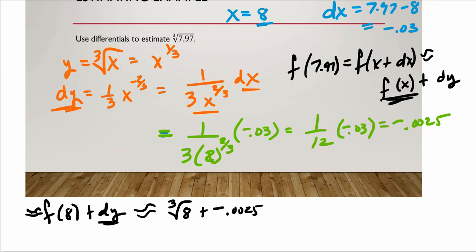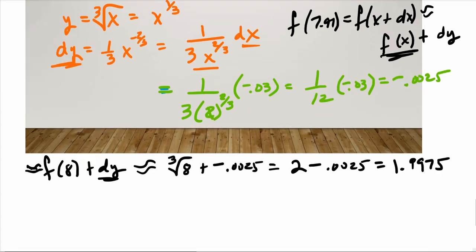Now remember, had we left it as positive, we'd be adding it, and our approximation is going to be greater, so that doesn't make sense. So that is going to equal the cube root of 8, which is 2, minus 0.0025, and that is going to give us an answer of 1.9975. Okay, so what we're going to do is check our answer by taking the calculator out.